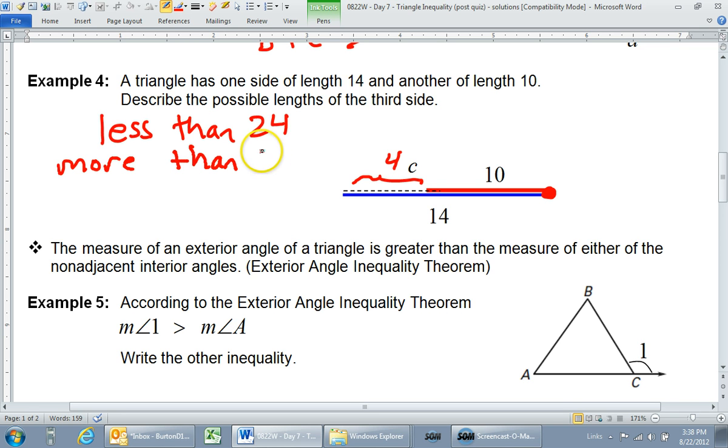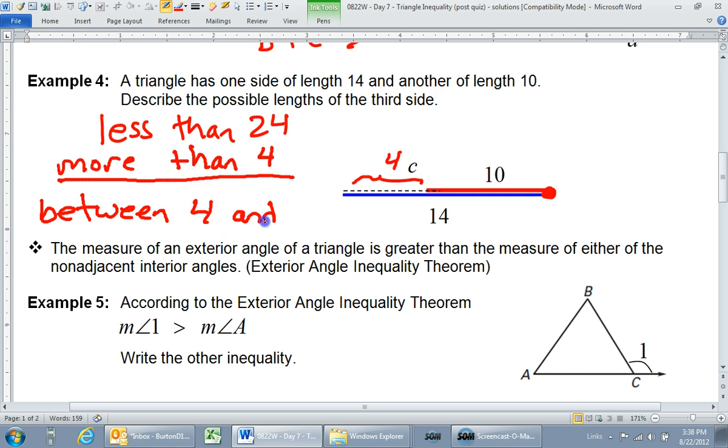Okay, day 1. I made it very clear. So it's got to be less than 24, but more than 4. So if you wanted to stick with words, you could just say it like this. Between 4 and 24. That would be a nice compact way of saying it. So in a case like this, if you add them up, that's going to give you the upper limit. If you subtract them, that's going to give you your lower limit, right?